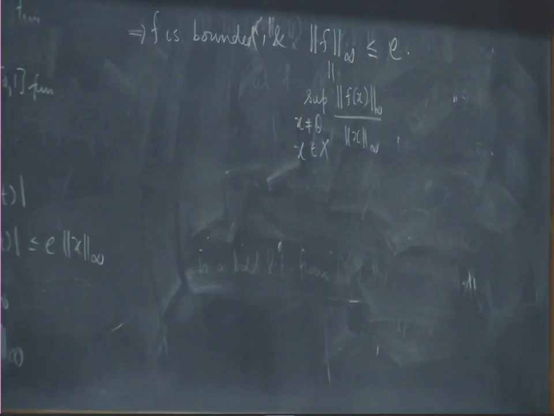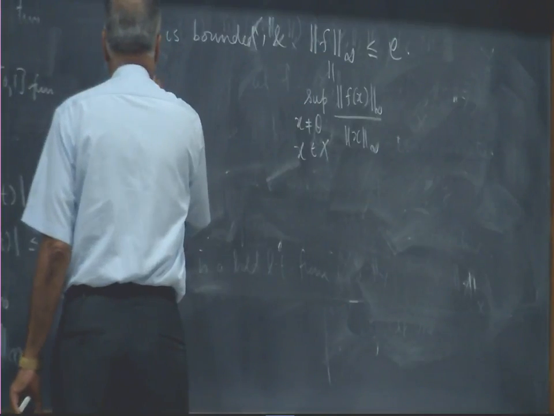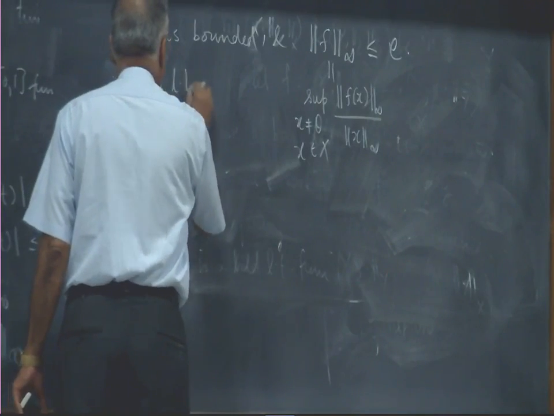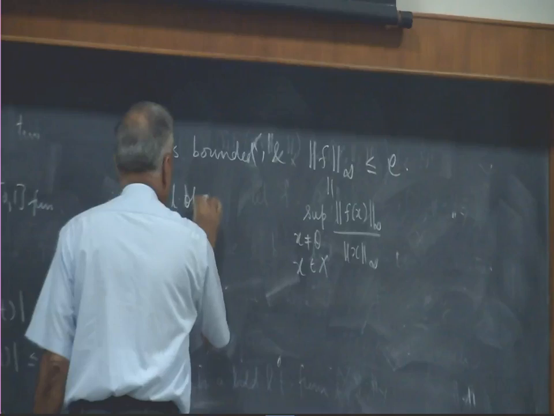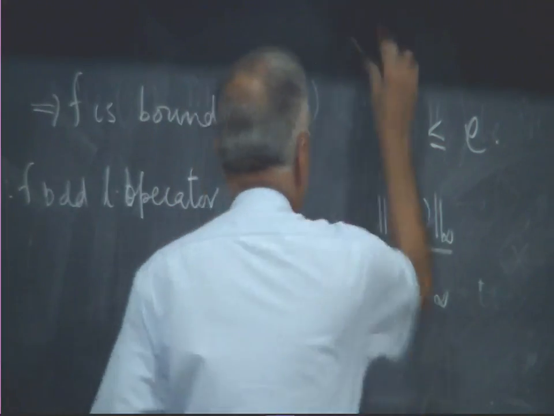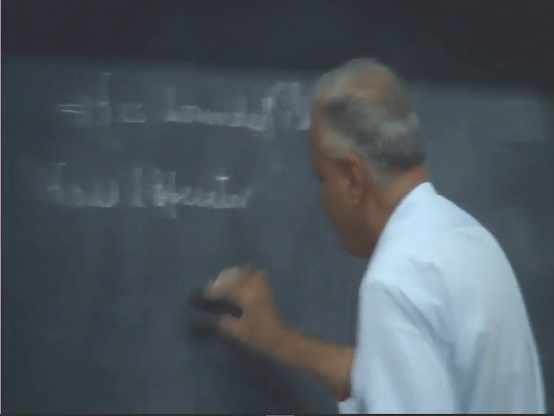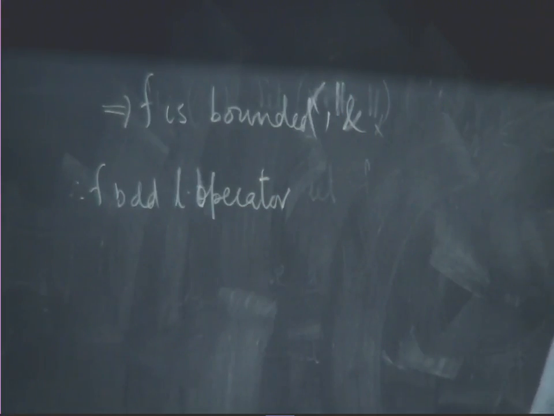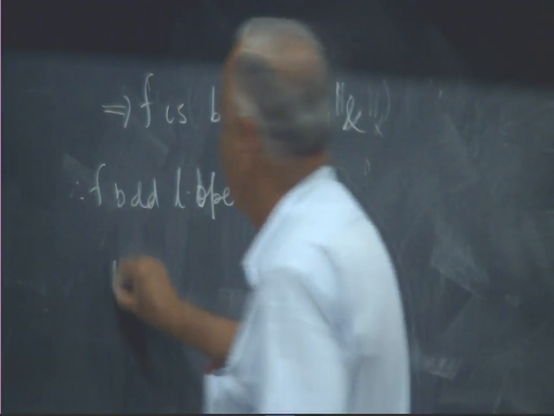So therefore I now have an example of a transformation from X to X, where X is my C[0,1], which is linear and which is bounded. Therefore f is a bounded linear operator, in fact, because it maps the same space. So f is a bounded linear operator. So the question is, what about the inverse?